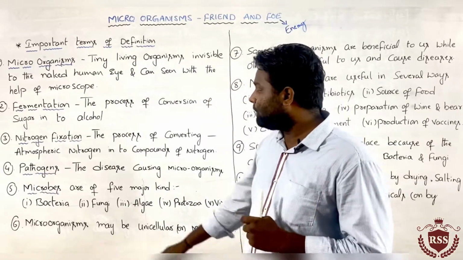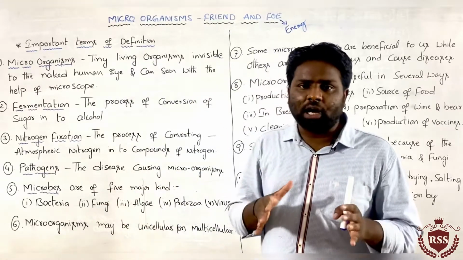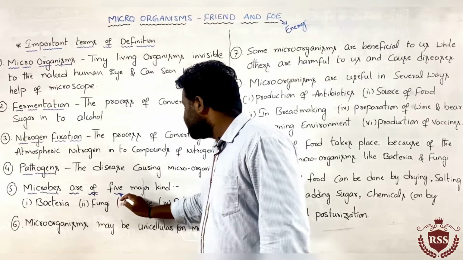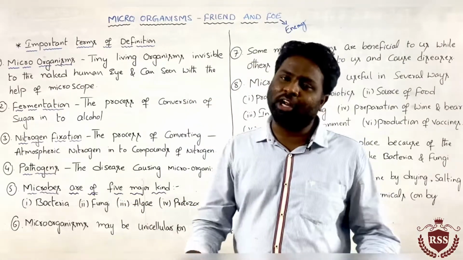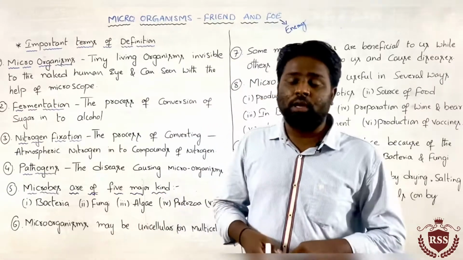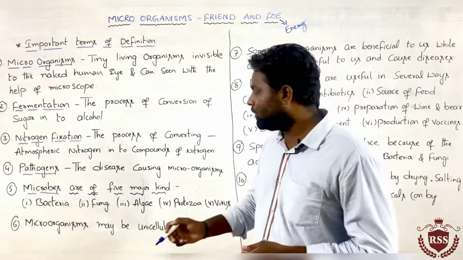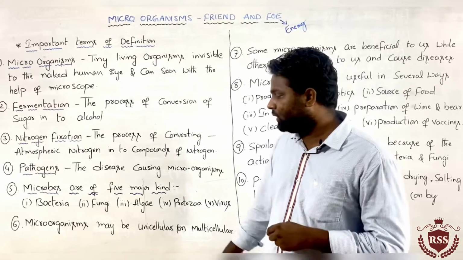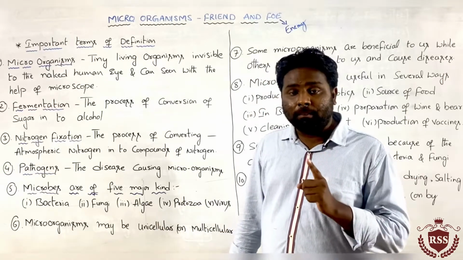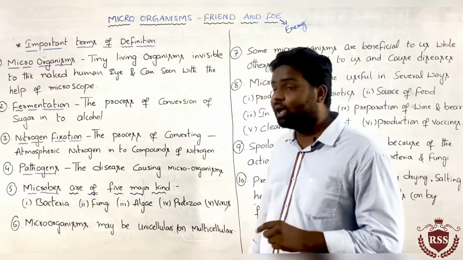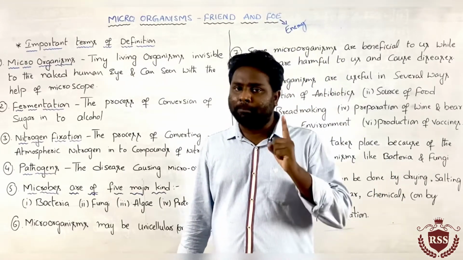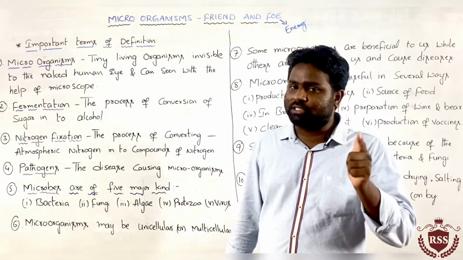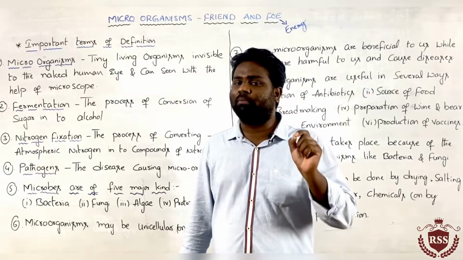Clear? Then microbes, basically microbes are of 5 major kinds. Microbes are nothing but microorganisms, that is the short form of microorganisms. What are those? Bacteria, fungi, algae, protozoa and virus. These all are microorganisms. These 5 are the major kinds of microorganisms.